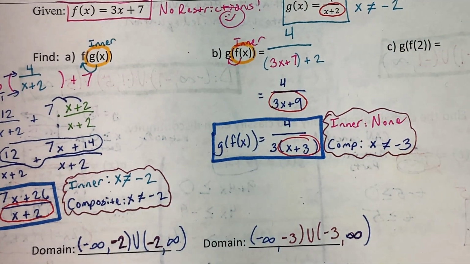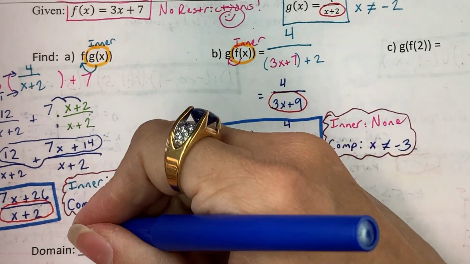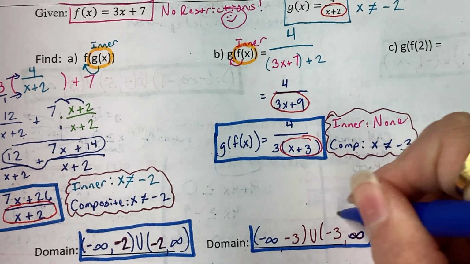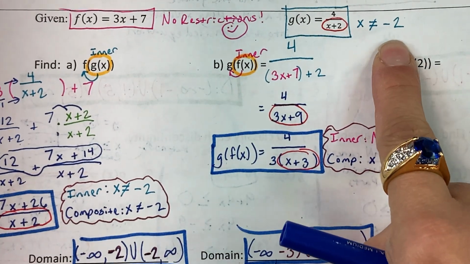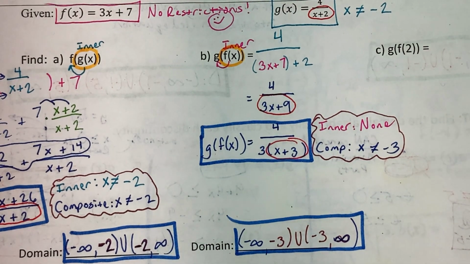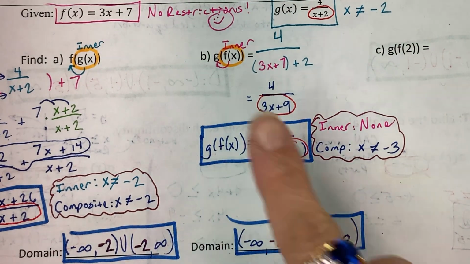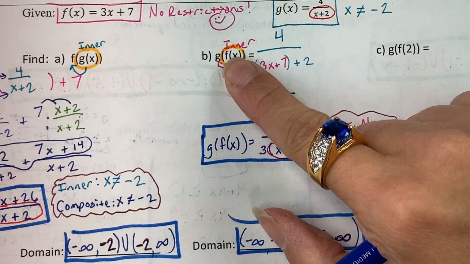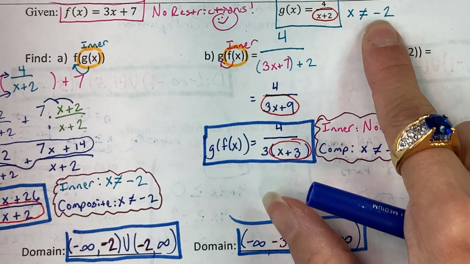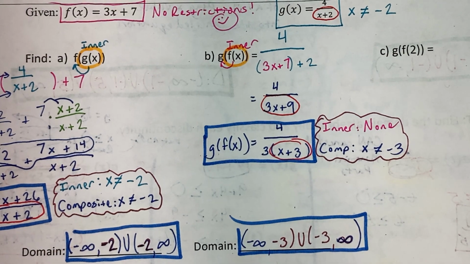And again, it's kind of weird, folks, because even though my g function has that x cannot be equal to -2 restriction, that has no effect on the domain of the composite. So putting that f of x function and streamlining it to my g function, it actually gets rid of that x cannot be equal to -2 restriction.